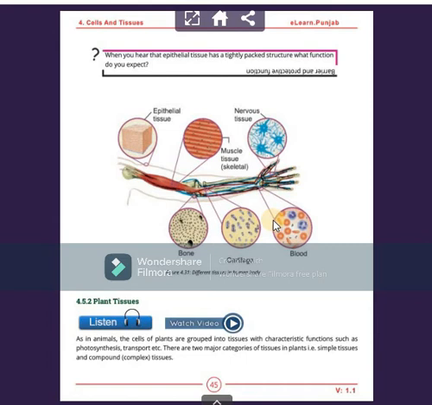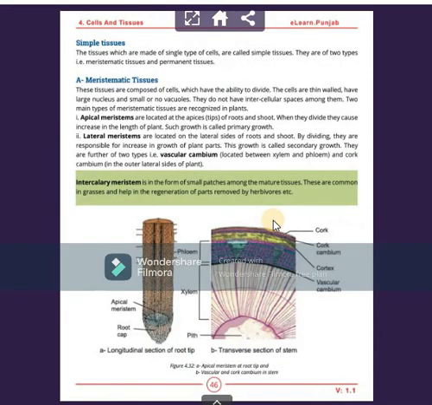Then the next thing is about the plant tissues. How they work, what are its types. The first one is the simple tissues. Simple tissue is further divided into two types, meristematic tissue and permanent tissue.